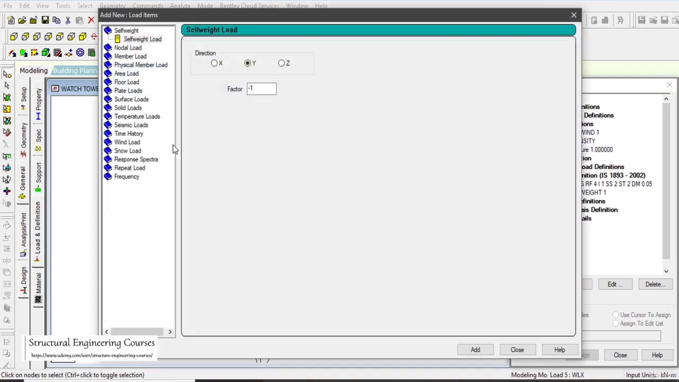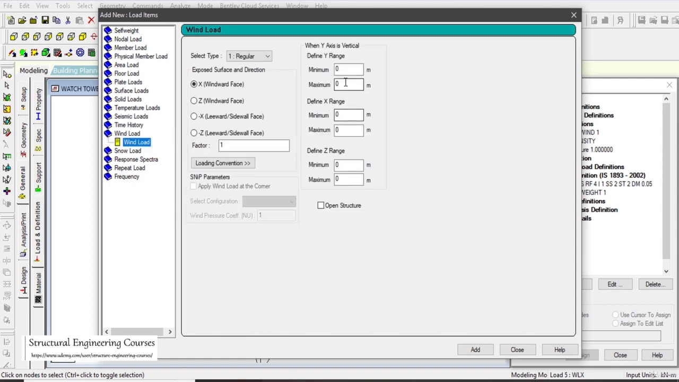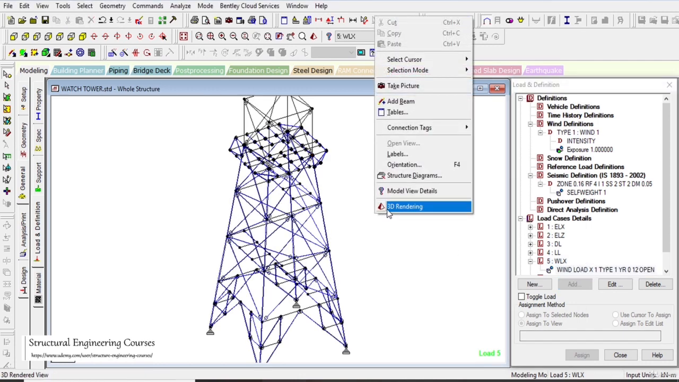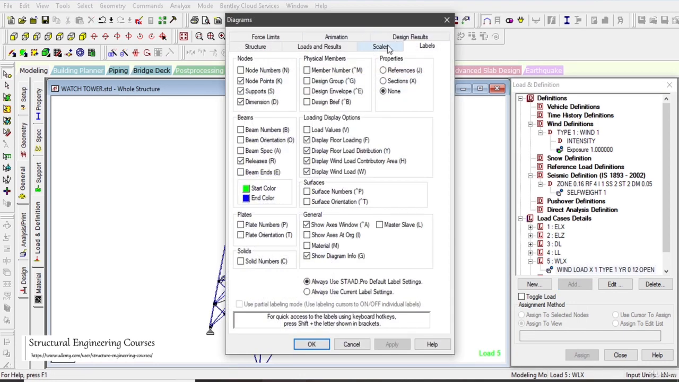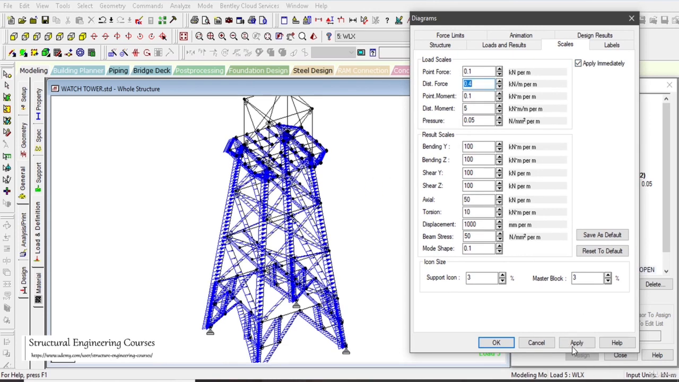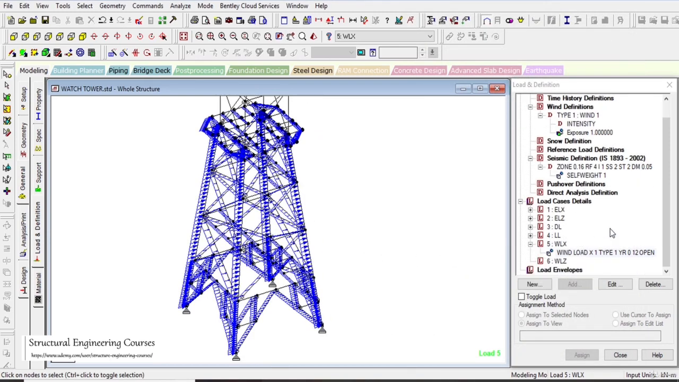So we can left click on wind load here. Wire range we can select it as maximum 12. Left click on open structure and add. So with this approach, we have applied open structure loading only on the bottom part. So similarly, we can apply the wind load on the Z direction also.